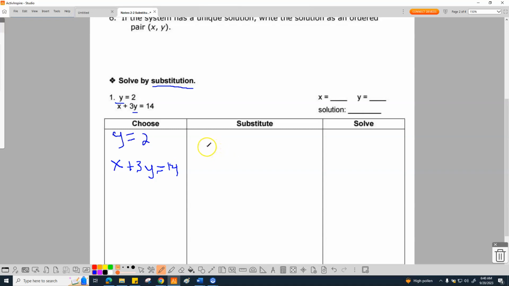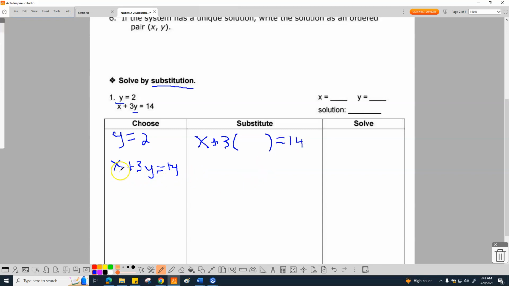Here we go. I'm going to insert the y equals 2 into the second equation. This is what it looks like. X, I'm writing the second equation, plus 3. Instead of y, I'm going to write parentheses. That's going to give me room to add my substitution.